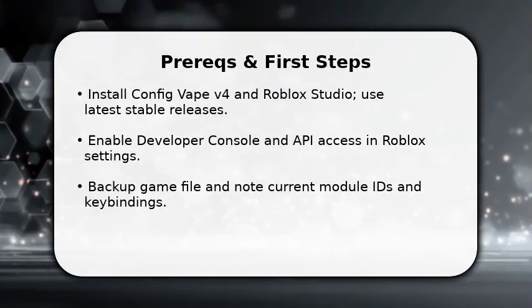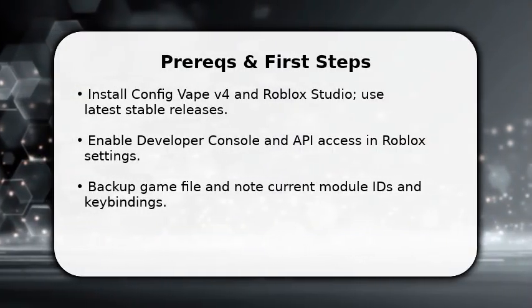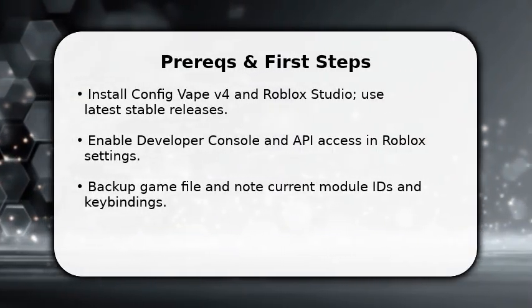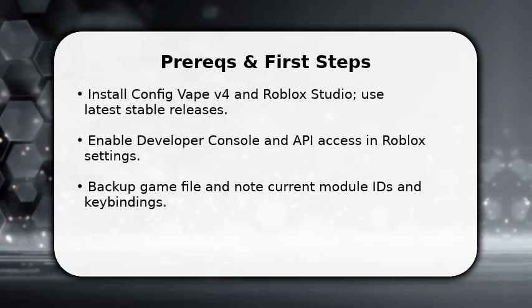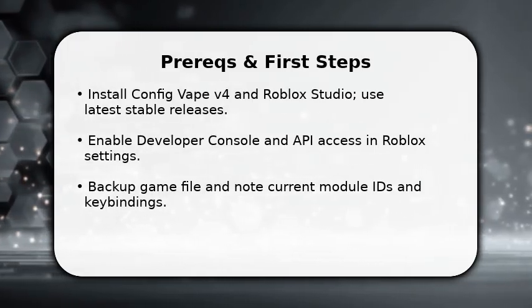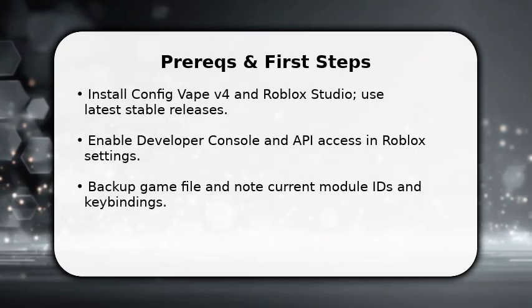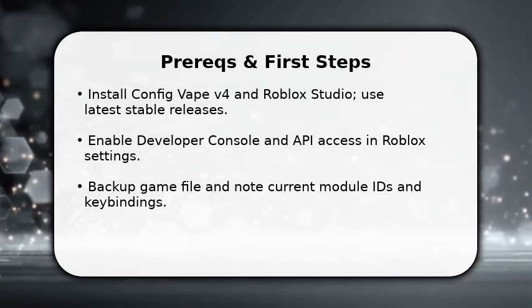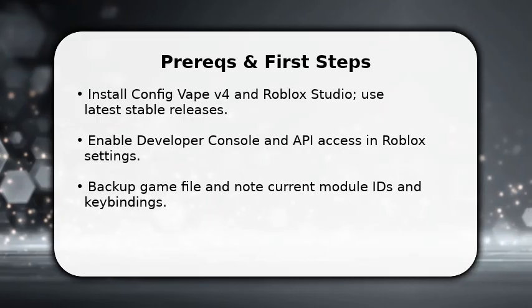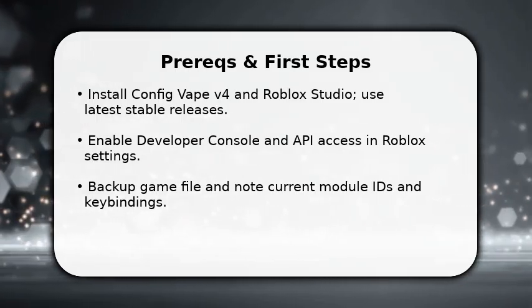You start by verifying prerequisites. Config Vape v4 installed and Roblox Studio updated. Open Studio, enable Developer Console and API access so scripts can run. Once done, back up the place and note module ID, asset keys, and any existing key bindings to avoid conflicts.